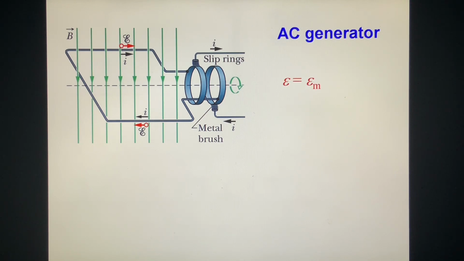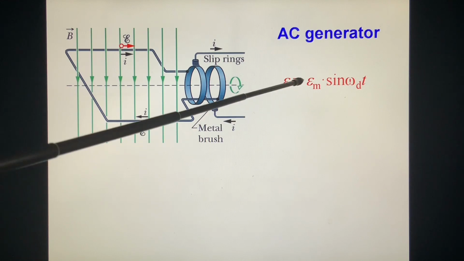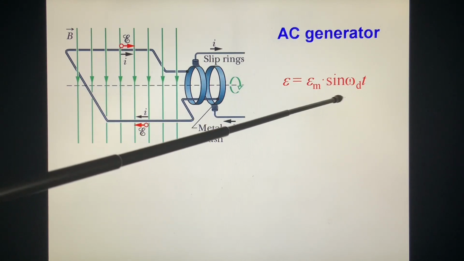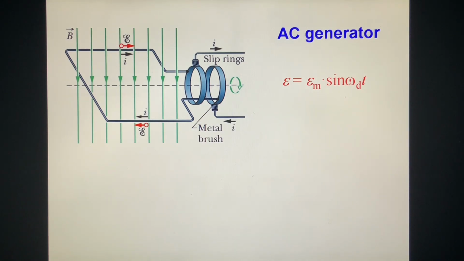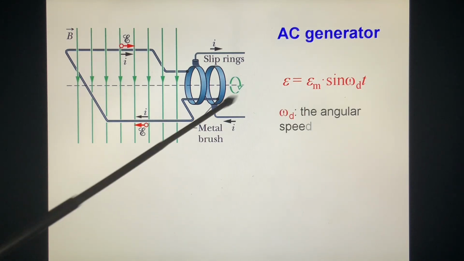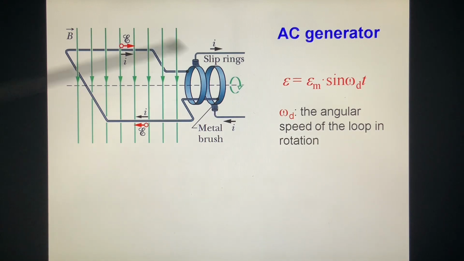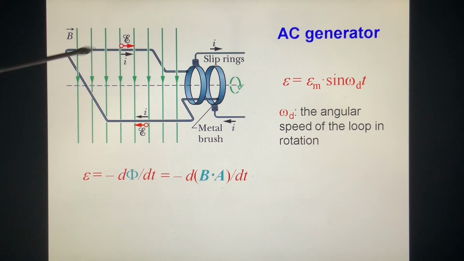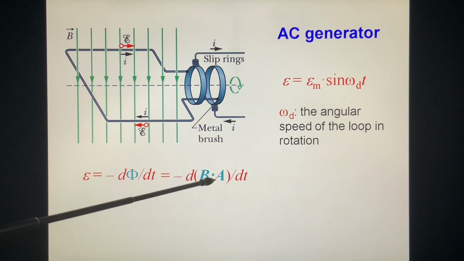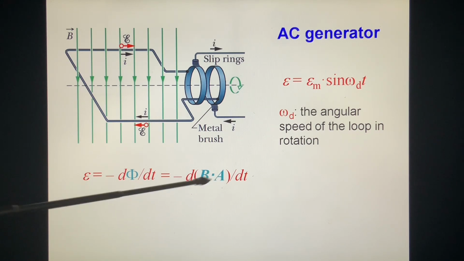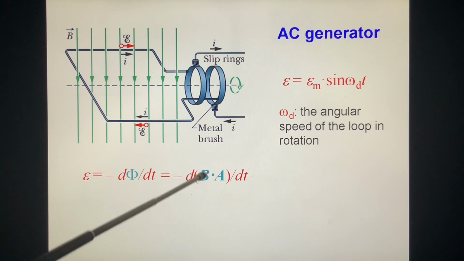For the AC generator, we have the electromotive force equal to E maximum sine omega d t. Omega d is the angular speed of the loop in rotation. We know epsilon equals minus d phi dt, where phi is the flux through this loop. Phi equals B dot A. A is the area; as it rotates, the direction of A changes, but the magnitude is the same. B is a constant.